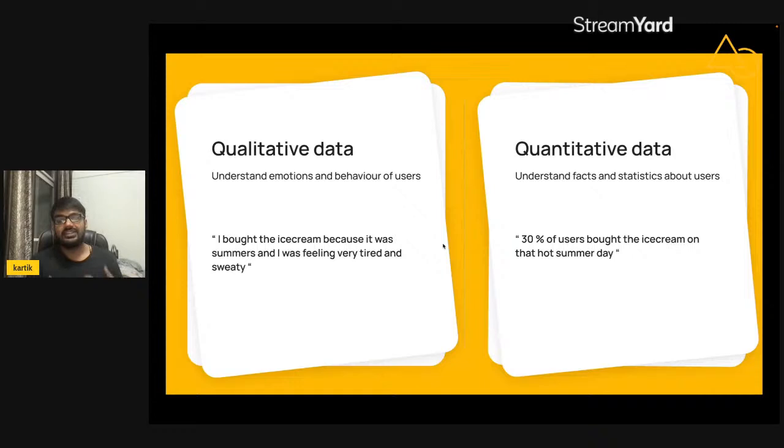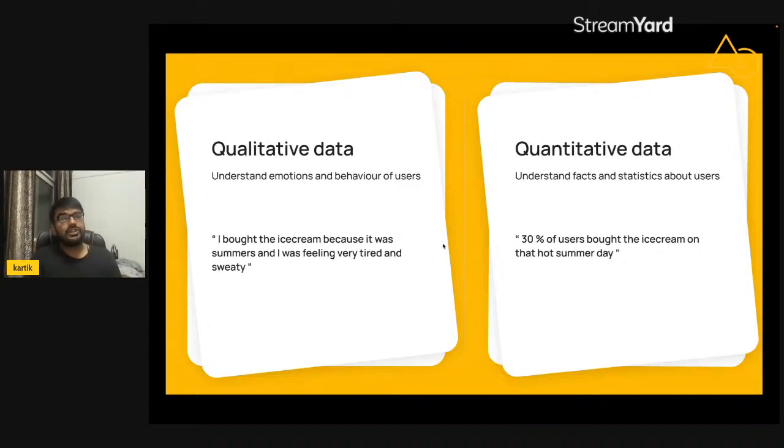Like, hey, he bought the ice cream because he was feeling very tired, very sweaty, it was too hot that day. So you understand what behavior he did on what particular occasion. But there's no numerical quantity, you cannot quantify it, right? But if he said, okay, at that particular shop 30% of total users who came to that shop bought the ice cream on that summer day, it's actually a number which signifies you to take the right decision.